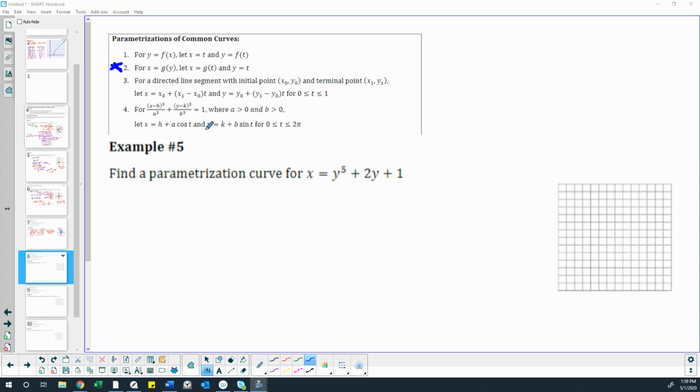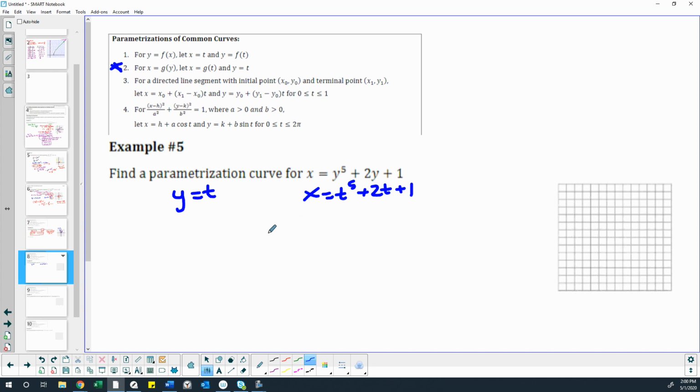So for this one, we are going to do option 2 because instead of having y equals a bunch of stuff, we have x equals a bunch of stuff. So it's by far easiest to just let y equal t and plug that in here to get our x equation. So x would just be equal to t to the 5th plus 2t plus 1. Do you see what I mean? By choosing t to be either x or y, depending on which one is going to be the easiest. Keep it simple.